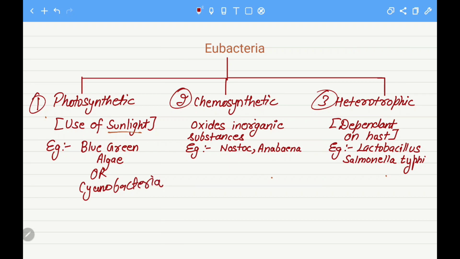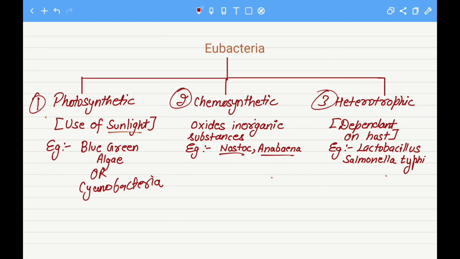Next is chemosynthetic. Chemosynthetic organisms are those which oxidize inorganic substances like nitrates and nitrites, and use the released energy for their ATP production. For example, Nostoc and Anabaena. These are the farmer's friends because they help in nitrogen fixation in plants also.